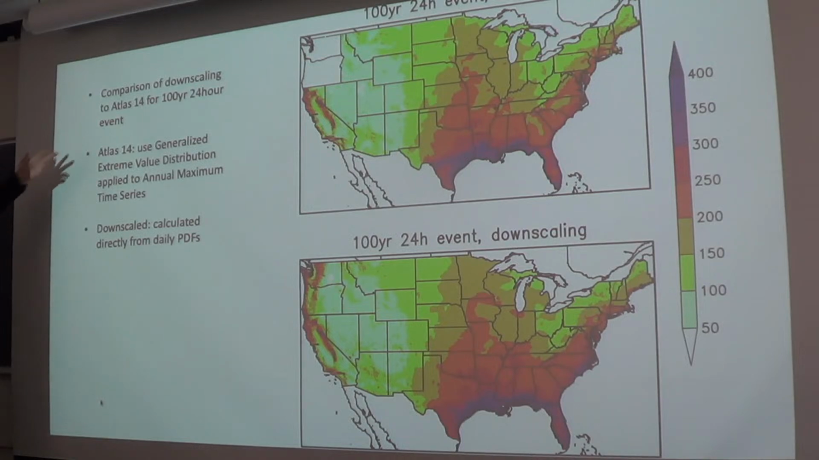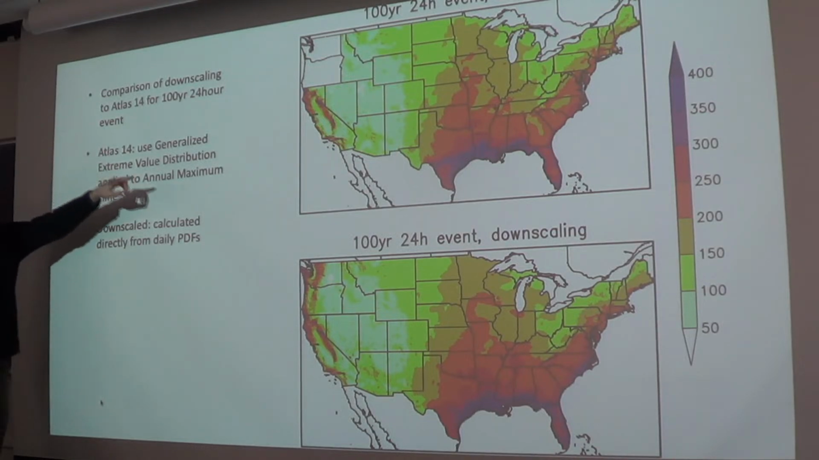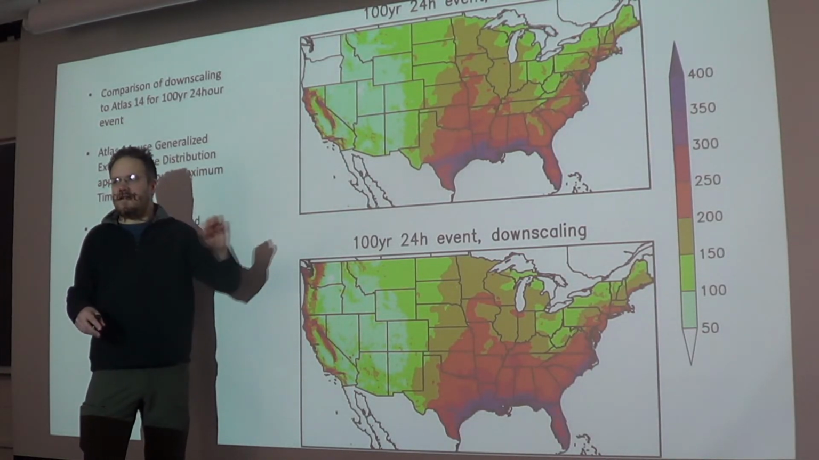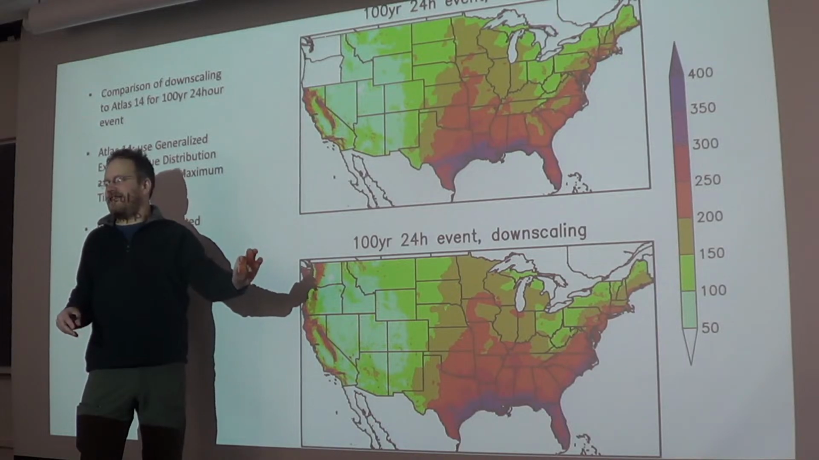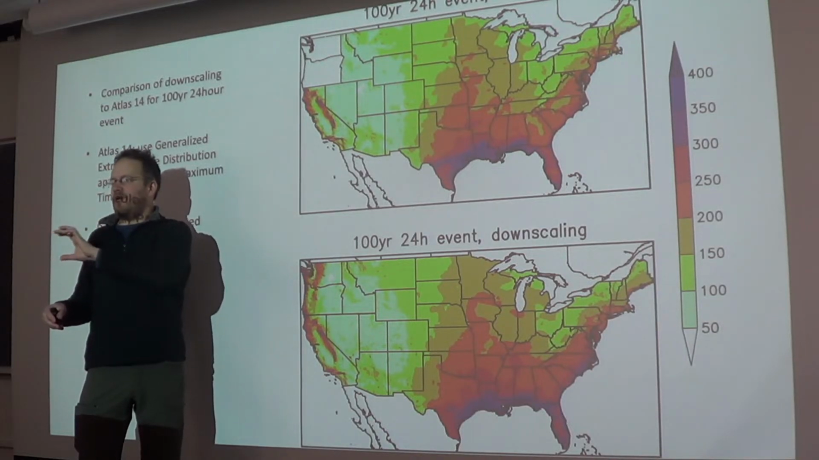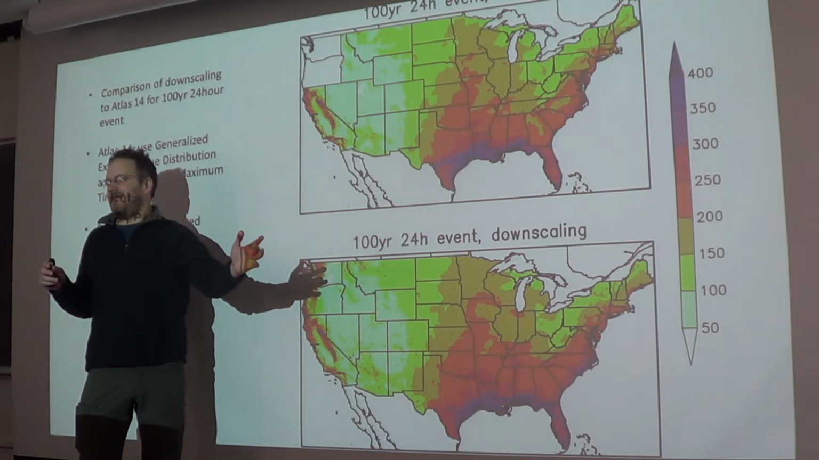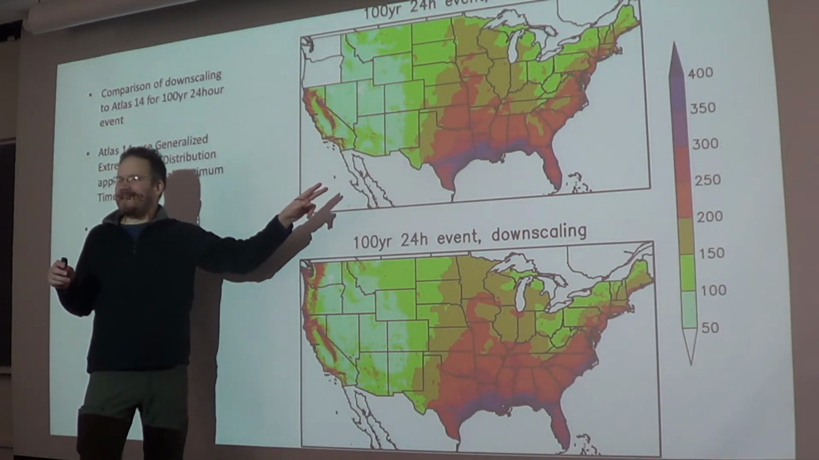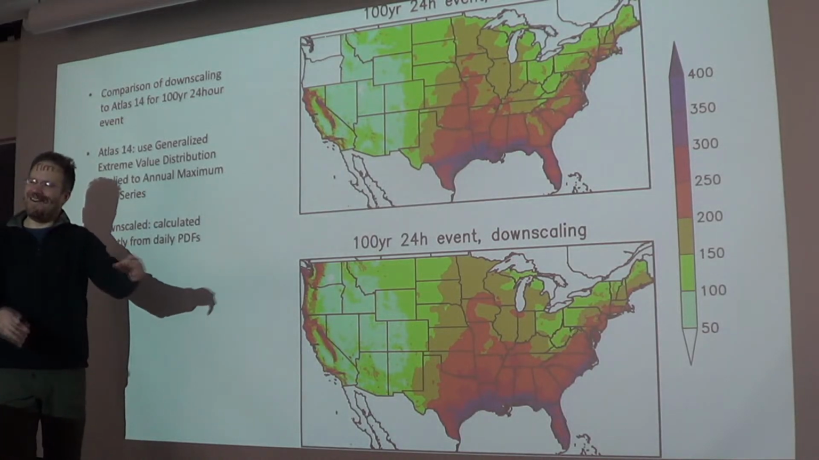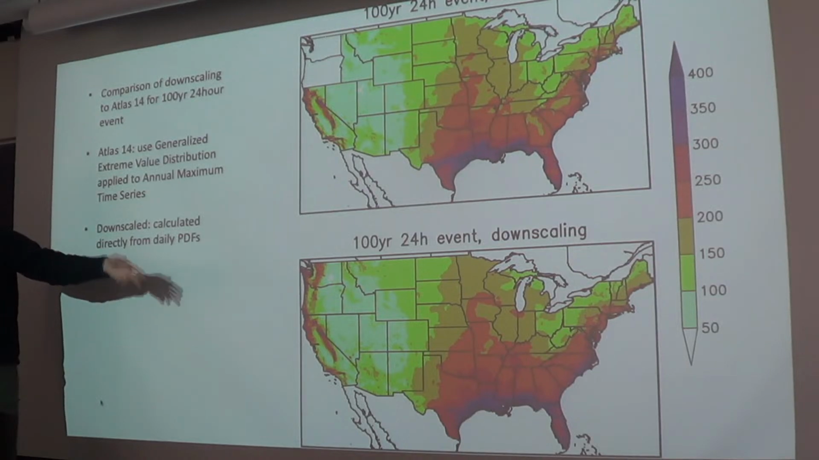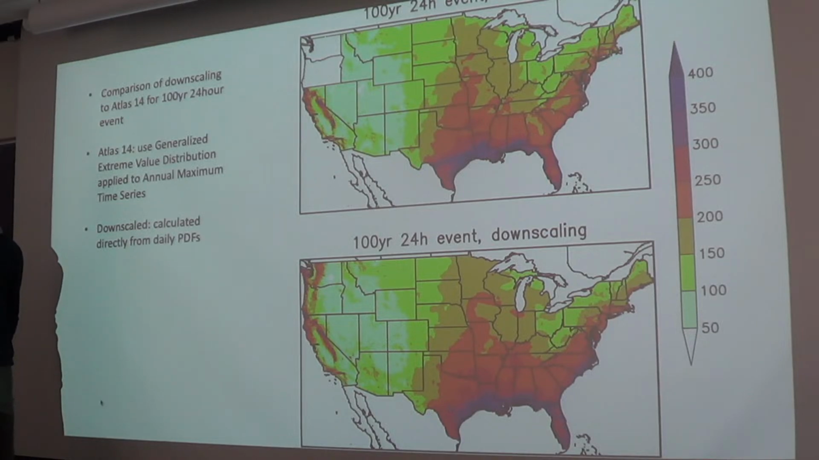And again, I should mention these are done in totally different ways. For Atlas 14, if you have a station, say it's 60 years long, you just take the maximum for each of those years. Then you have a time series of 60 events, and you fit that to an extreme value distribution. It's amazing it works, because you basically chop down all the data. And then this, again, is just taken from all these daily PDFs. Apparently you can calculate it from the PDFs directly.